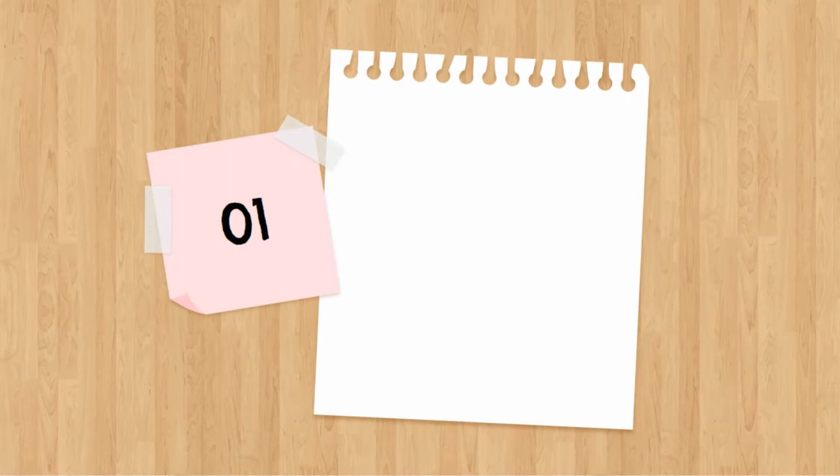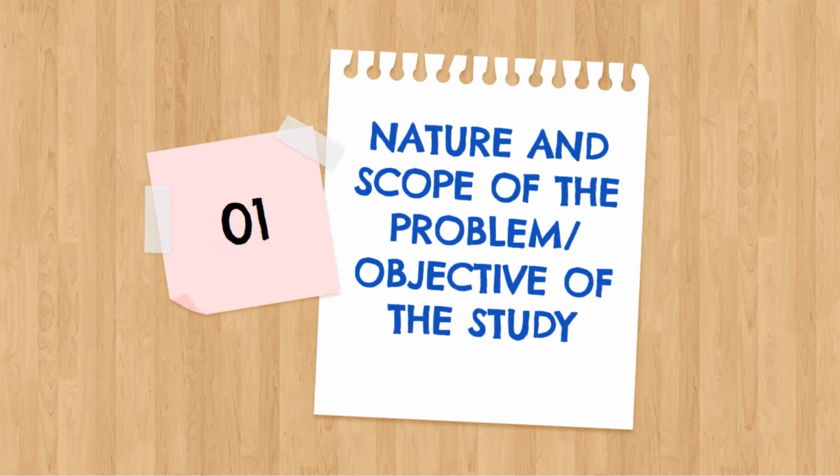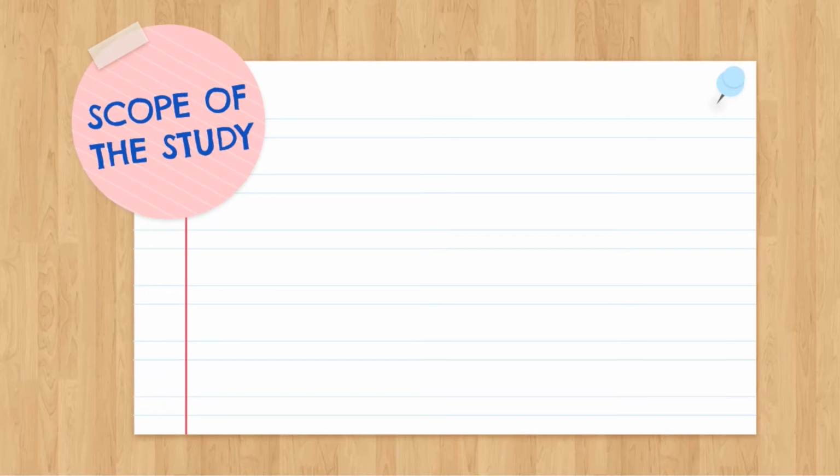At this point, let's talk about the first point, which is the nature and scope of the problem or objective of the study. When we say nature of the problem, it is more likely the general idea of it, or you are stating the background of your study. To be specific, let us define the scope of the study.